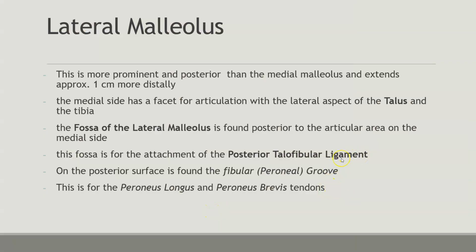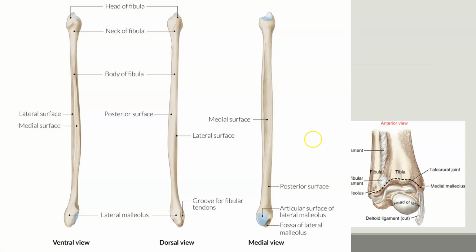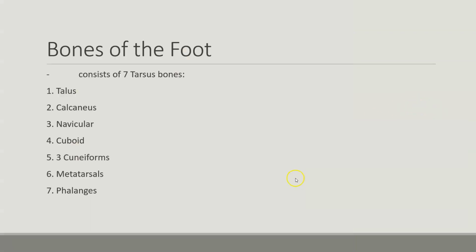So we say the fossa of the lateral malleolus is found posterior to the articular area on the medial side. And this fossa is for attachment of the posterior talofibular ligament, as well as we have the peroneal groove behind it, which is for the peroneus longus and brevis. And you can kind of see it here just to some degree.